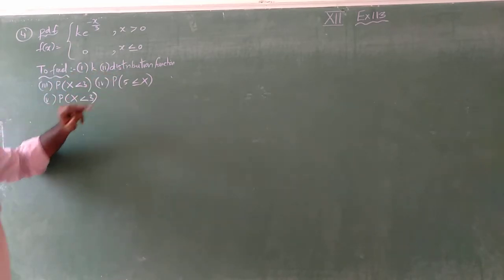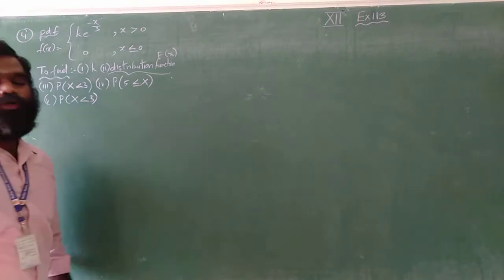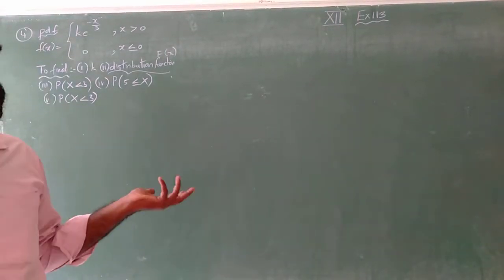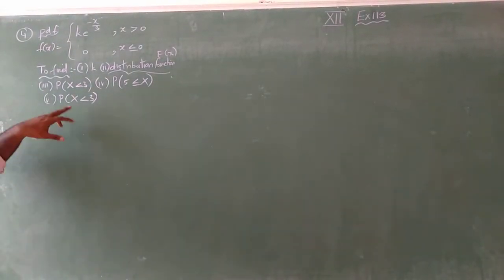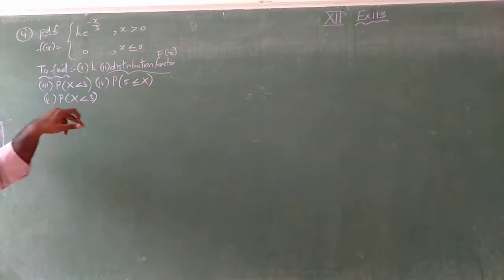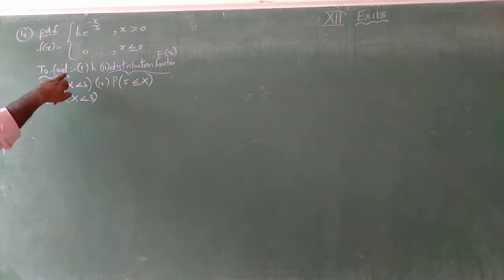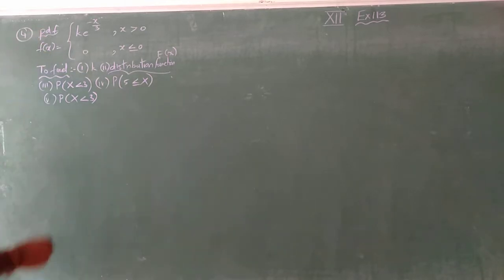First I need to find the value of k. Next I need to find the distribution function, that is capital F of x, the cumulative distribution function, F of x equals P of X less than or equal to x. Then we need to find P of X less than 3. We need to find these subdivisions, but first we are going to find k. Solution.